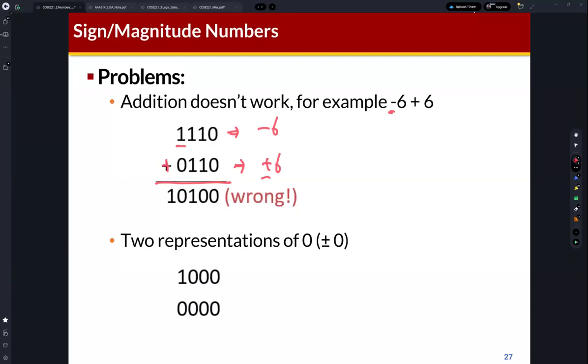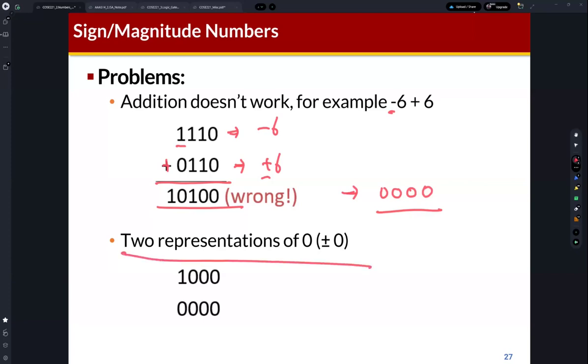So we can just apply the same addition to the sign and magnitude number system. Then what's the result? The result is 1 0 1 0 0. The correct result should be 0 0 0 0. But if we just perform addition for sign and magnitude numbers, the result is 1 0 1 0 0. That's wrong. So this is a problem of the sign and magnitude number system.